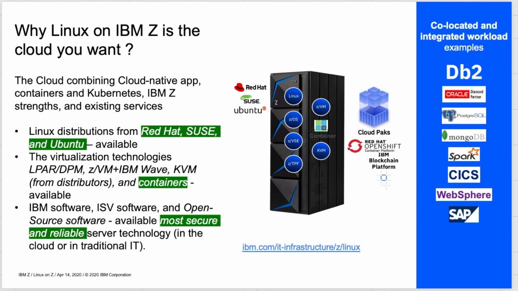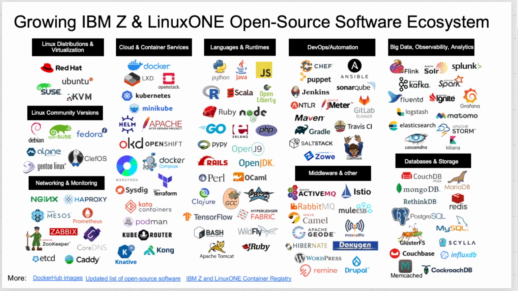And when it comes to the choices or options of open source software, there are Linux community versions, networking and monitoring, cloud and container services, along with several languages and runtimes supported, with DevOps automation, big data, databases and storage, middleware, and others. Basically, whatever you need to build enterprise software for your company.